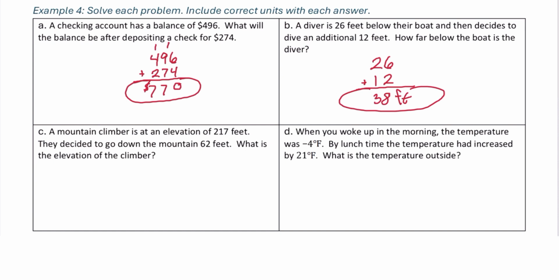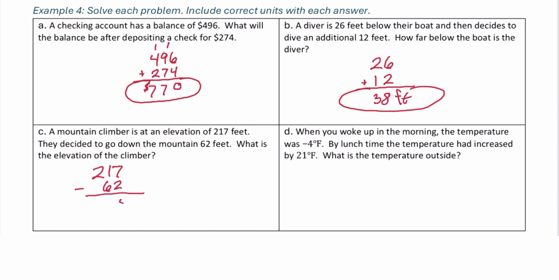Part C, a mountain climber is at an elevation of 217 feet. They decide to go down the mountain 62 feet. What is the elevation of the climber? They start out at 217 feet and then they're going down. So here we are subtracting 62.